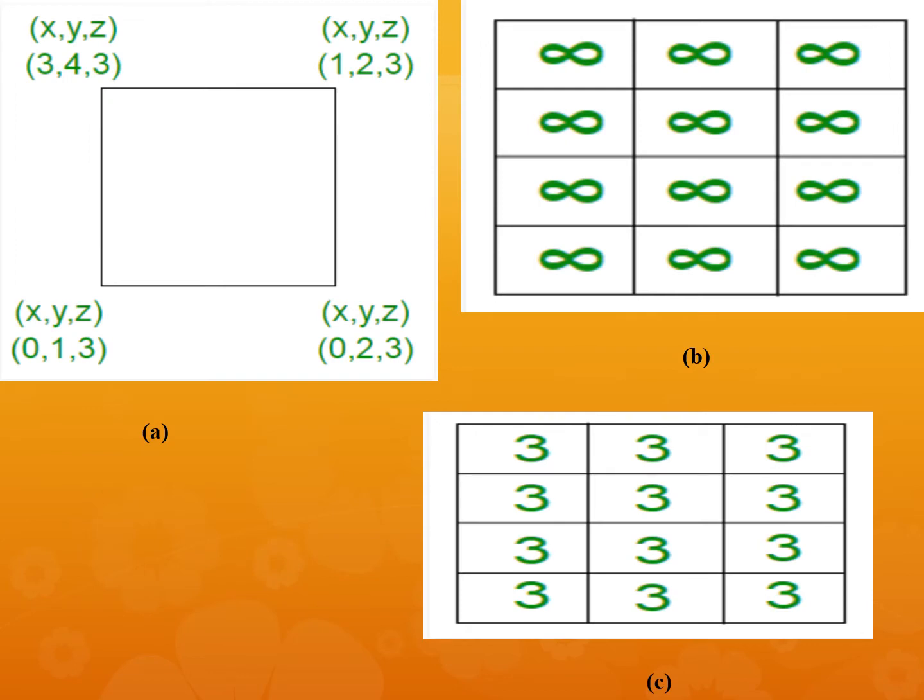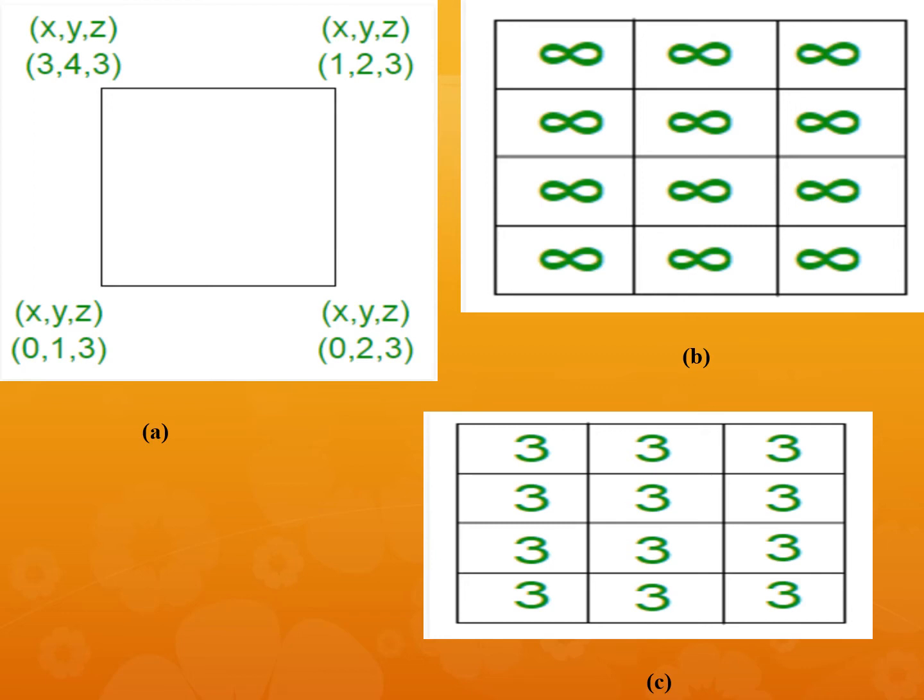Let's consider an example to understand the algorithm in a better way. Assume the polygon given in picture A, where the coordinates of x, y, z are (3, 4, 3), (1, 2, 3), (0, 1, 3) and (0, 2, 3). In the beginning, assume that the depth of each pixel is infinite. That is shown in picture B. As the z value, that is the depth value, at every place in the given polygon is 3, on applying the algorithm we get 3 in each pixel.